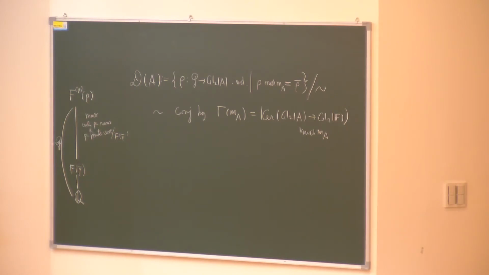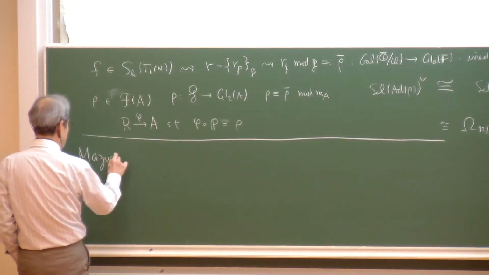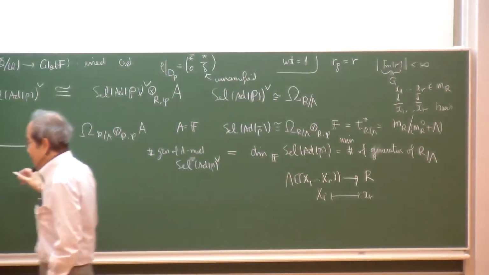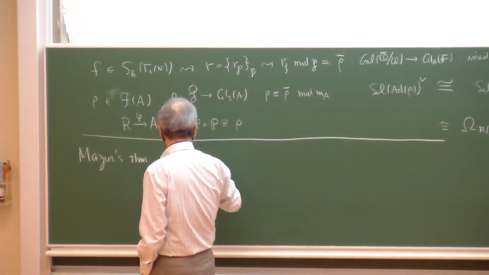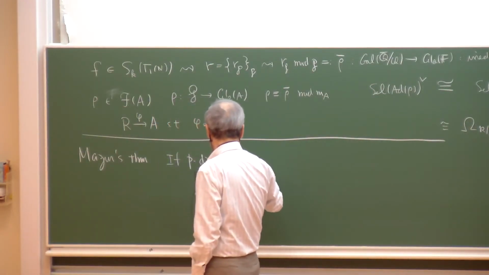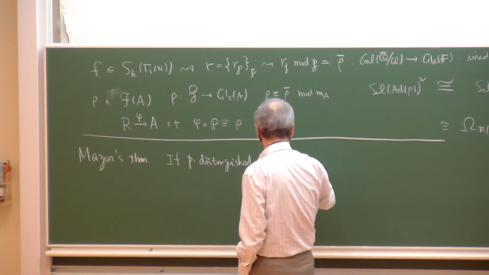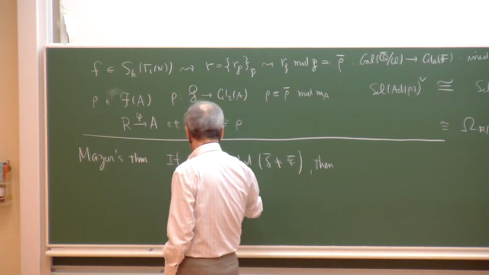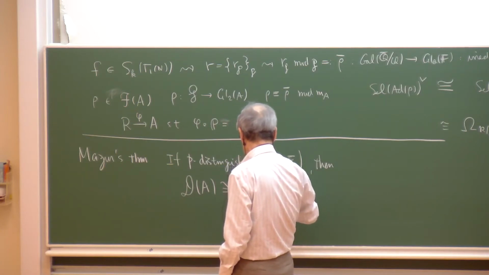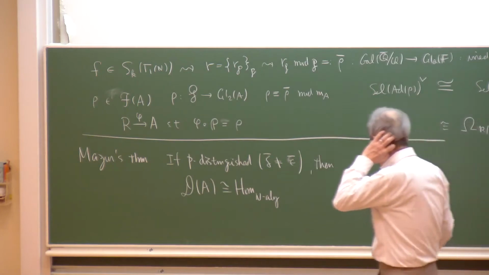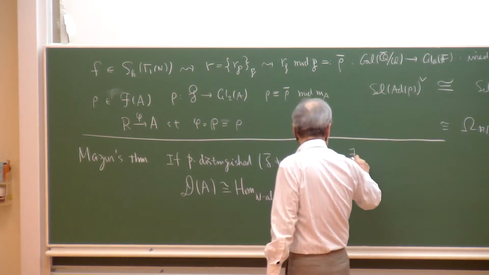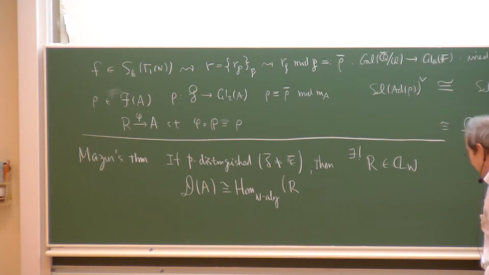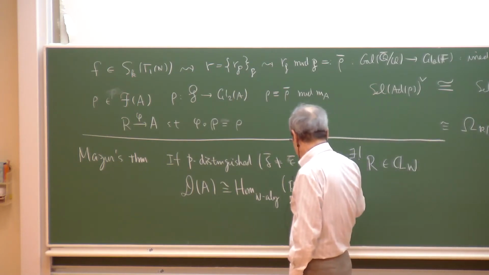All right, then there's a theorem by Mazur. I all the time assume the p-distinguishedness condition. So if rho bar is p-distinguished, this means delta bar is not equal to epsilon bar. Then this D is isomorphic to Hom of W-algebras from R, where W is the Witt vector ring of this finite field F. So there exists a unique R, a profinite local ring with residue field F, so it's a W-algebra automatically, and it satisfies this condition.